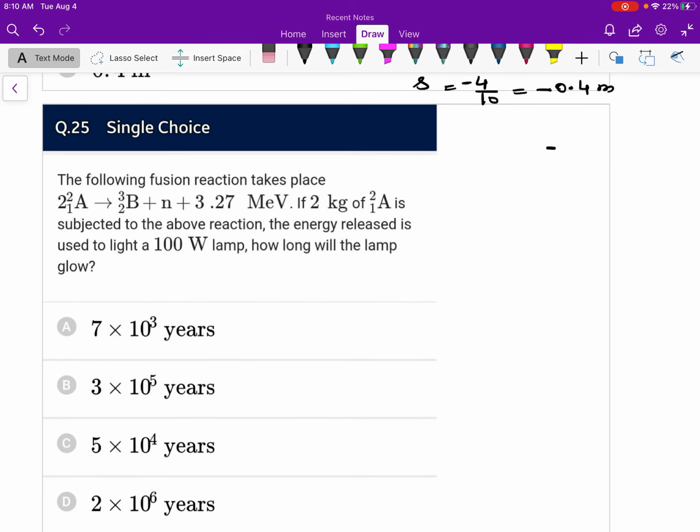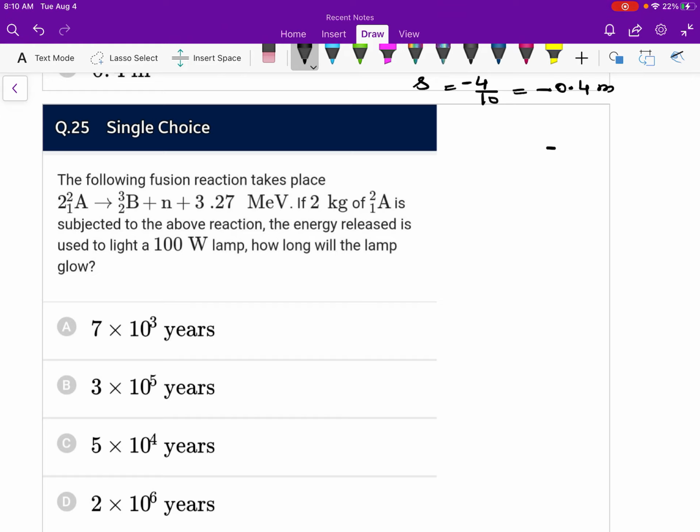The following fusion reaction takes place, and subject to the above reaction, the energy released is used to light a 100-watt lamp. How long will the lamp glow? So these kinds of questions involve a lot of calculations. So if you are finding it difficult, if you have a time limitation, then better leave this kind of problem in the first go. So 2 kilogram of 1H2 is subject to the above reaction, the energy released.